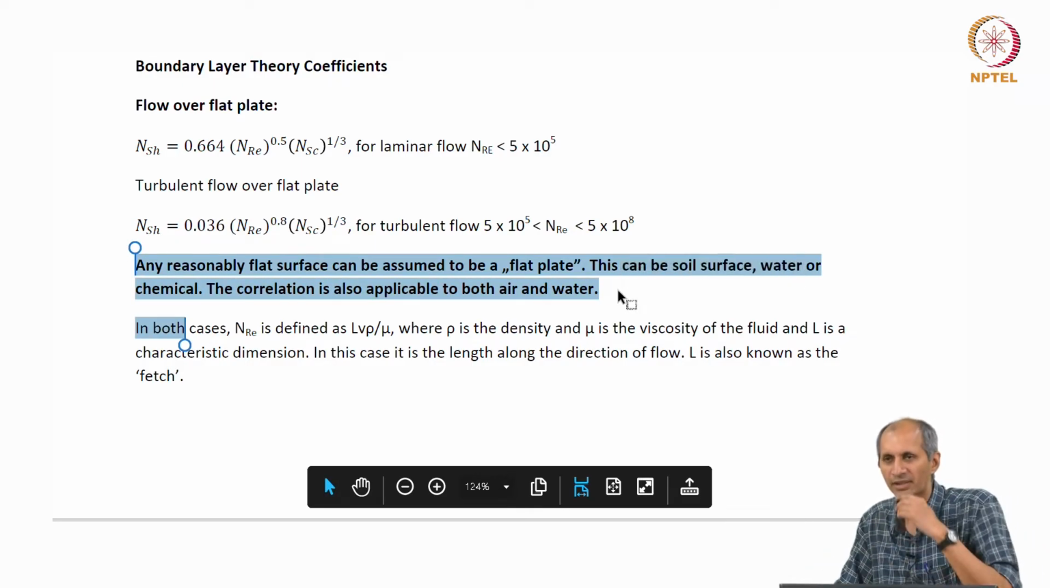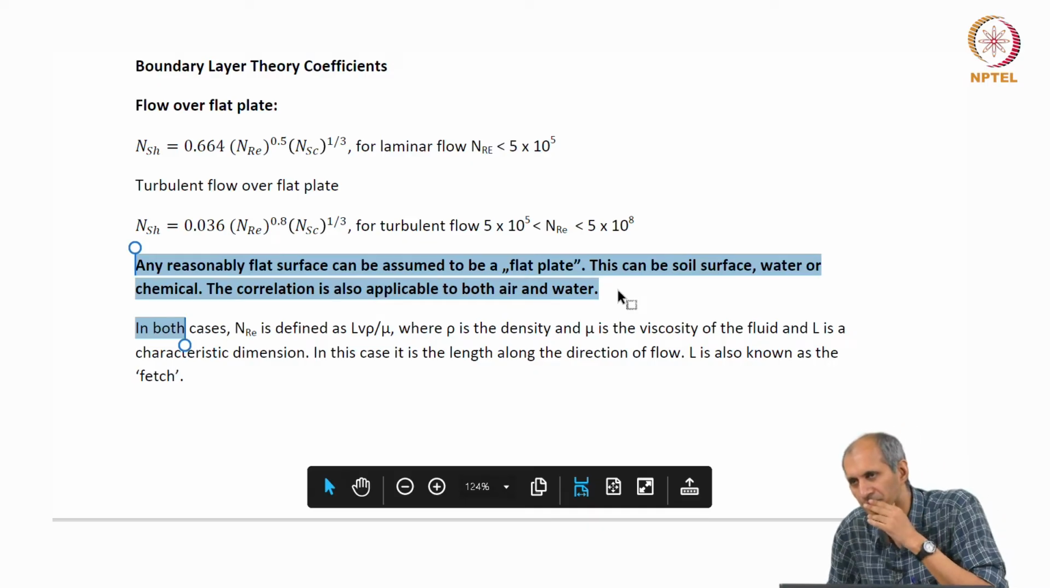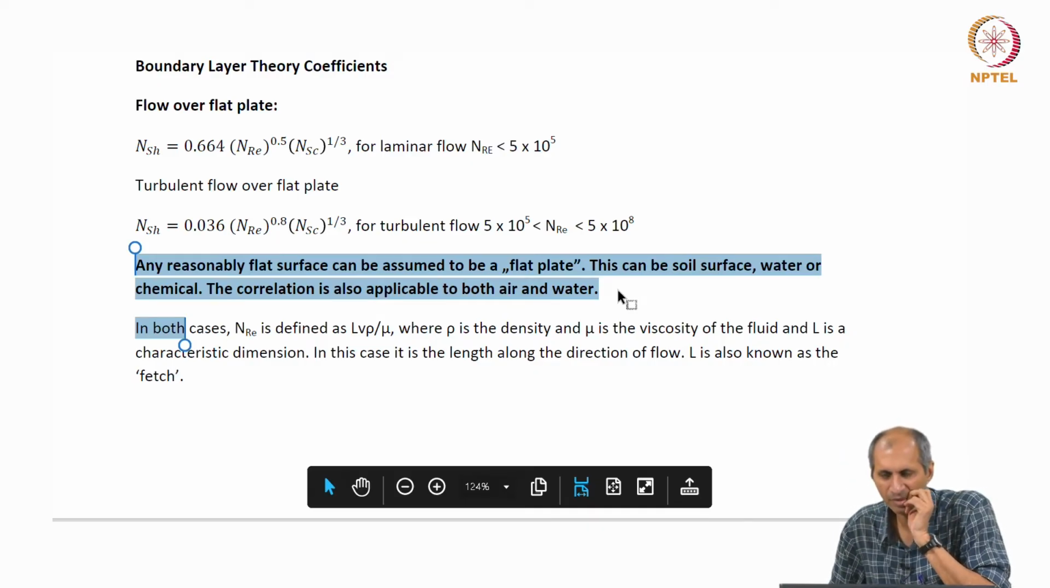Now, it is your discretion. Reasonably flat plate means the plate is rigid, the surface is rigid. So, I can use this for air, land, air, water. I have to be a little careful because water is not exactly rigid, water moves, but if I have nothing else to go for water, I can use this. So, you have to take it with a bit of caution.